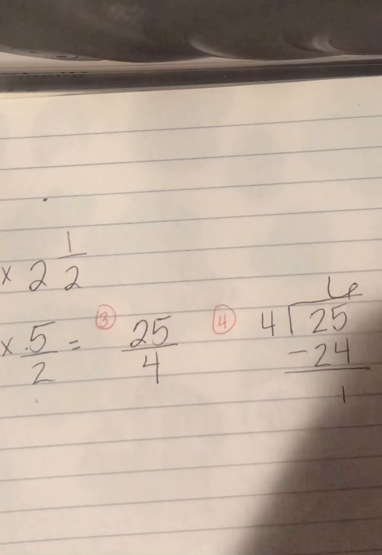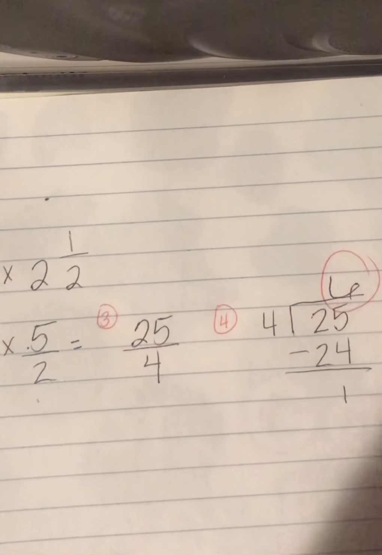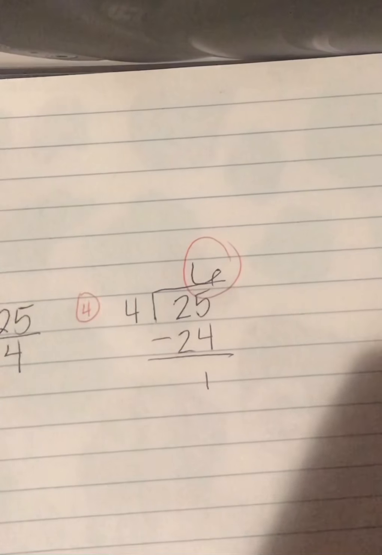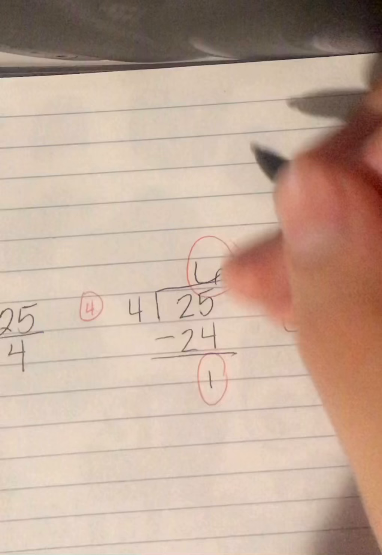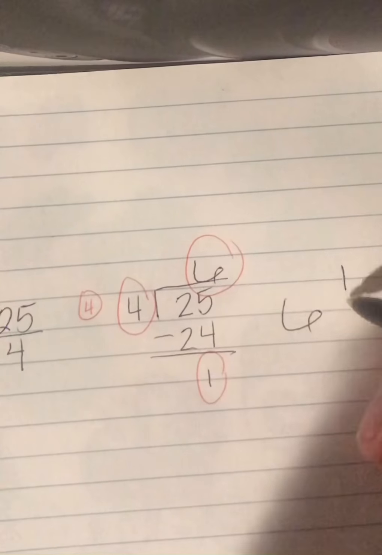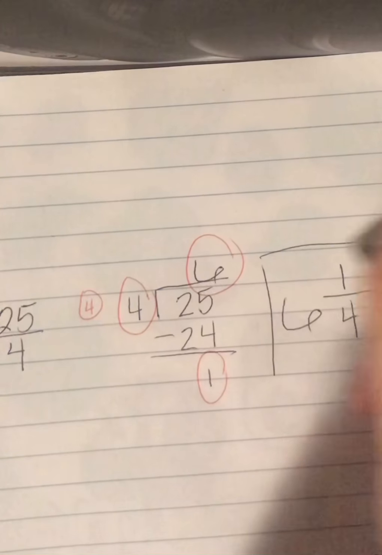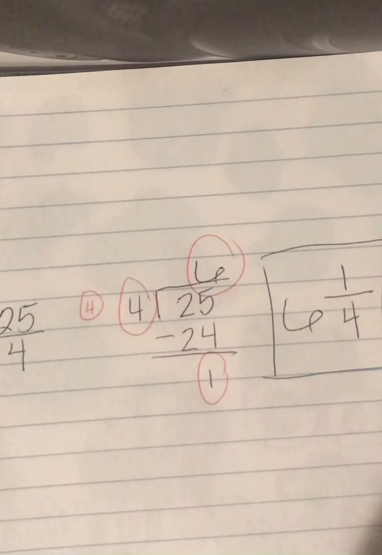Subtract 1. 6 will become my whole number. The difference will become my numerator, while the divisor is 4. So my product here is 6 1/4. Let me do one more, and then I will let you go so you can do your work.